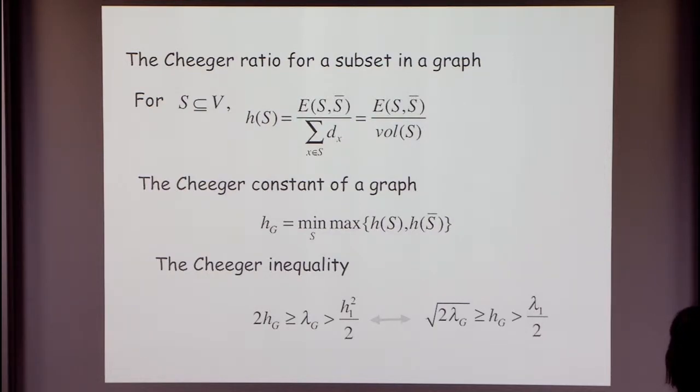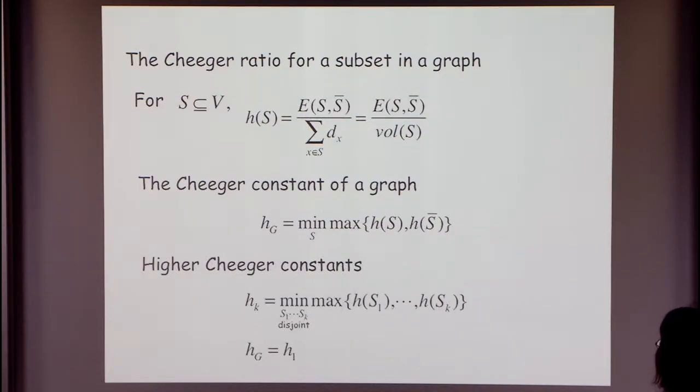I think now in some papers they like to write this version, but it depends on what you care about, eigenvalue more or Cheeger constant more. Okay, sort of cleaner this way. Higher Cheeger constant, I'm also going to define it. So you have disjoint k subsets, and you take the max, minimax. And in the case of h_1, that's the same thing.